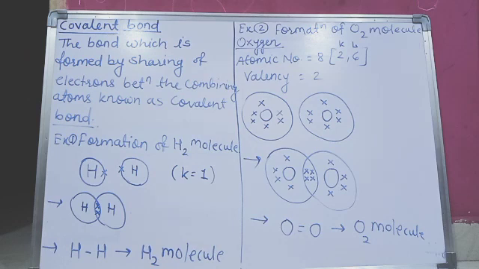So what is a double covalent bond? The bond in which 2 pairs of electrons are getting shared. How many? 2. 2 pairs of electrons getting shared is nothing but the double covalent bond. So this is the way by which the oxygen molecule is formed. Now tell me, what is a single covalent bond? As it is formed in the H2 molecule, a single covalent bond means a type of covalent bond which is formed by sharing of 1 pair of electrons, only 1 pair of electrons.